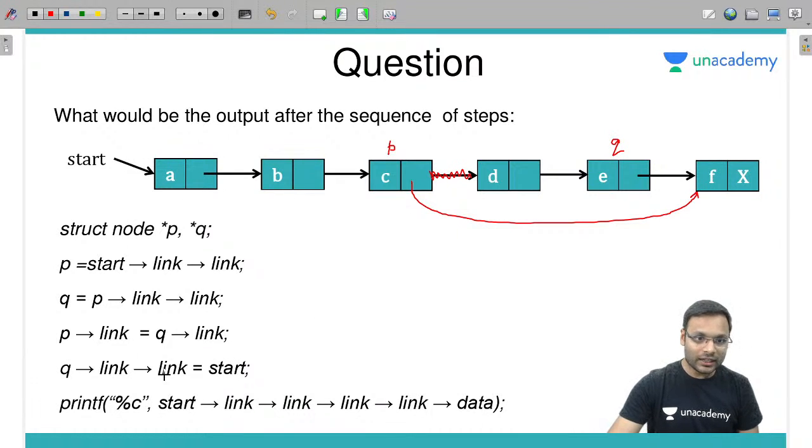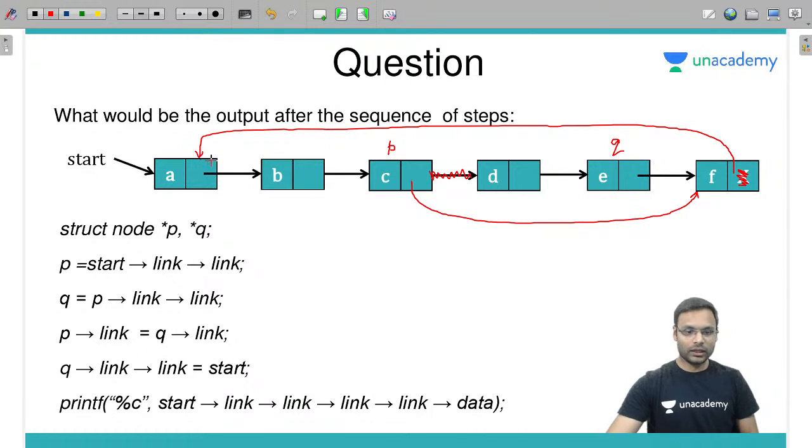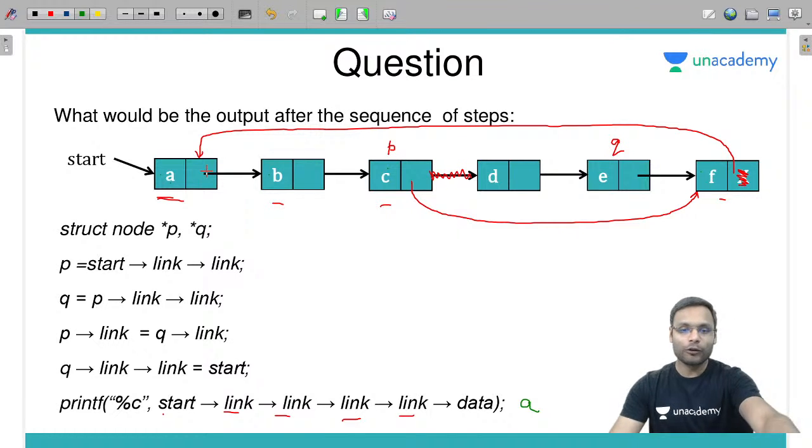Now Q's link is equal to start. Q's link is equal to start. This one. Now print start, this node, link this node, link this node, link this node, link again here, and data. What should it print? Value A. 4 times link: start, 1, 2, 3, 4 times link and data. Answer is A. It will print the data of the start only.